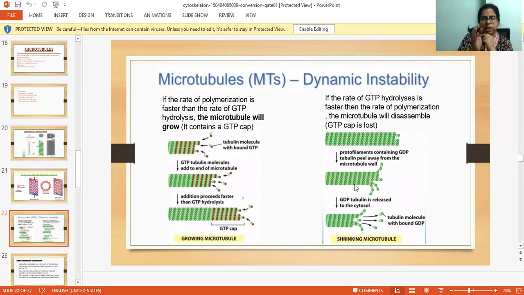Here one thing should be kept in mind: the GTP hydrolysis rate should be lower in comparison to the addition of tubulin molecules in the growing microtubule. So here is the growing microtubule, which has a GTP cap, because here GTP has not been hydrolyzed, and in this case there is a shrinking microtubule.